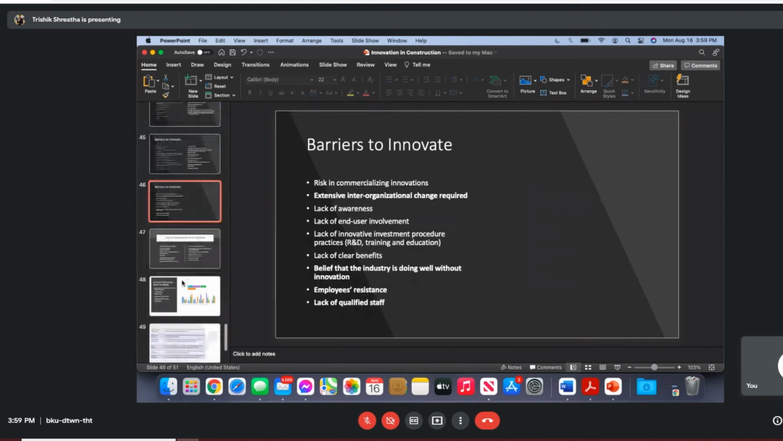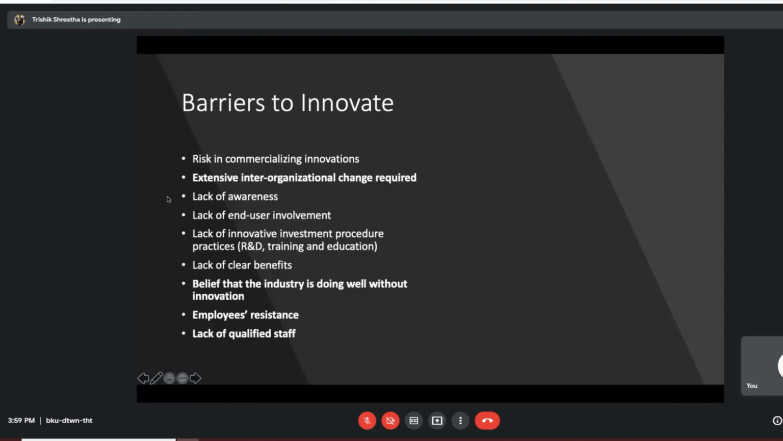There are more barriers to innovate. Risk in commercializing innovation, extensive inter-organizational change that is required. Like if you wanted to innovate, then you need extensive inter-organizational change. You can't just wake up one morning and decide, okay, we're going to do things differently and everyone is going to come on board. That world does not exist.